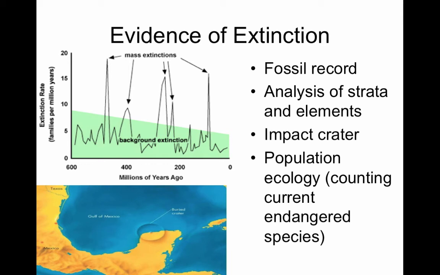Additionally, scientists can look at the impact crater, so this picture here on the left-hand side shows the impact crater of where the asteroid hit 65 million years ago. And also population ecology. So just like we did using the computer simulation, scientists can look at current levels of endangered species and the rate at which they're reproducing to predict extinction levels and also to predict which organisms are endangered.